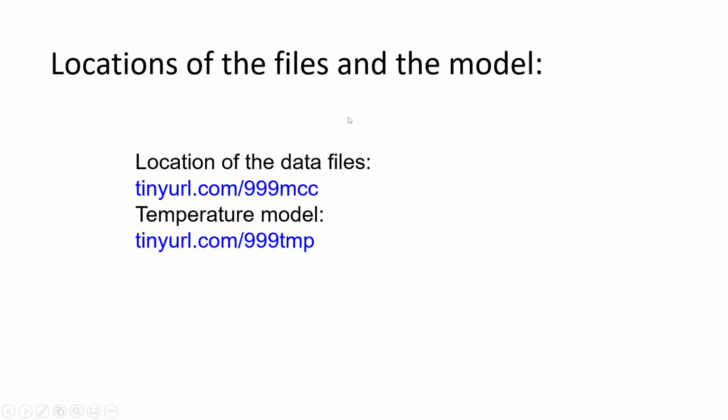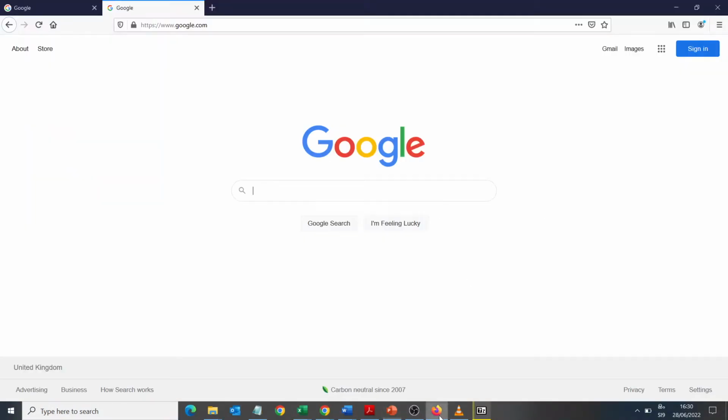So these are the locations of the web application, and also I have included some sample data in case you don't have your own data. So we can try using this data here and this web app. So first let us download the data. It is at tinyurl.com/999mcc. So let us download the data first.